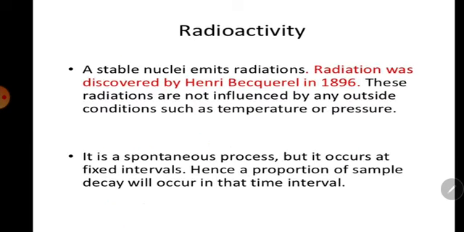Atoms with the same number of protons but a different number of neutrons are called isotopes. Radioactivity: unstable nuclei emit radiation. Radiation was discovered by Henri Becquerel in 1897. These radiations are not influenced by any outside conditions such as temperature or pressure. It is a spontaneous process, but it occurs at fixed intervals. Hence, a proportion of the sample will decay in that time interval.